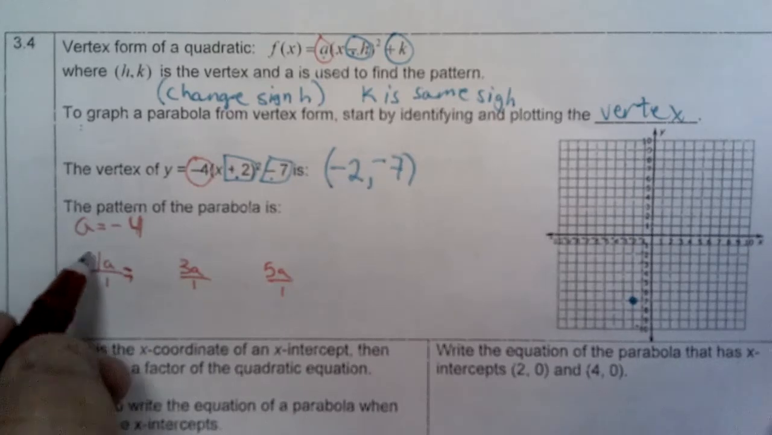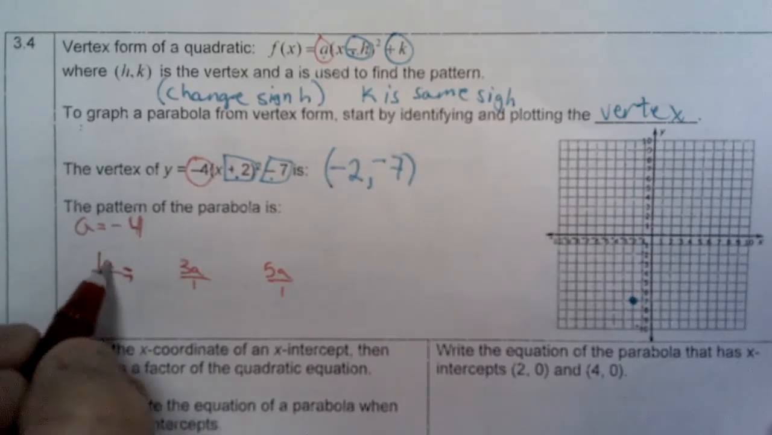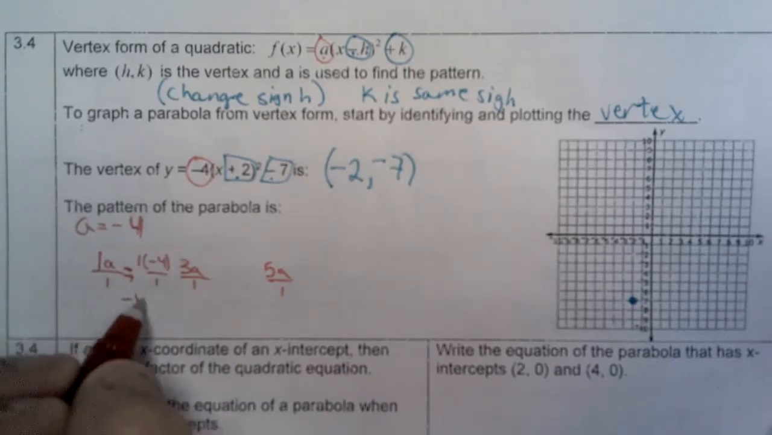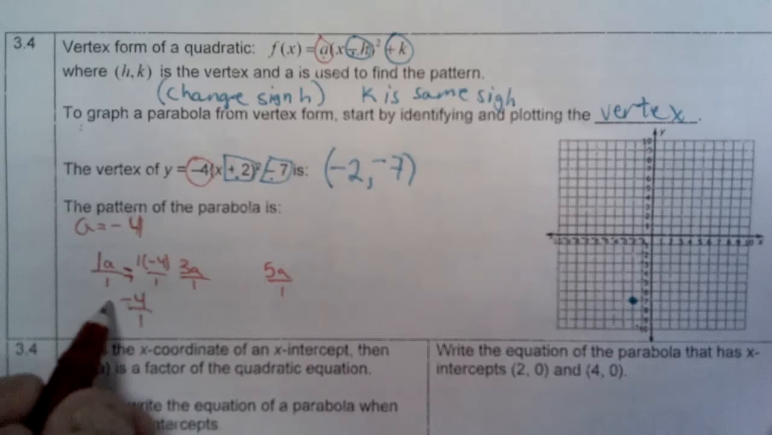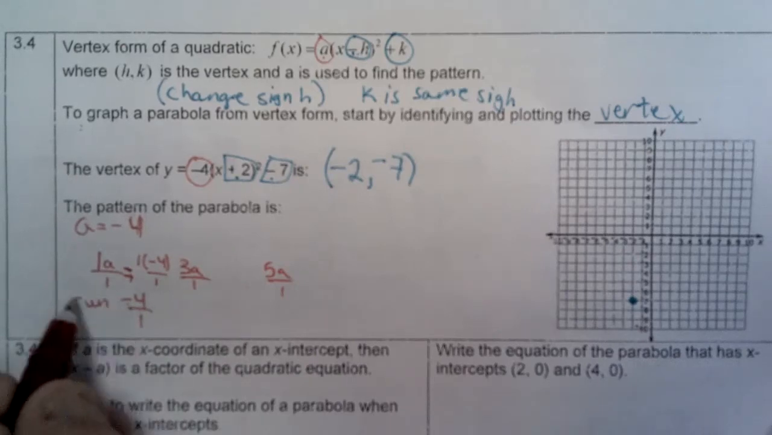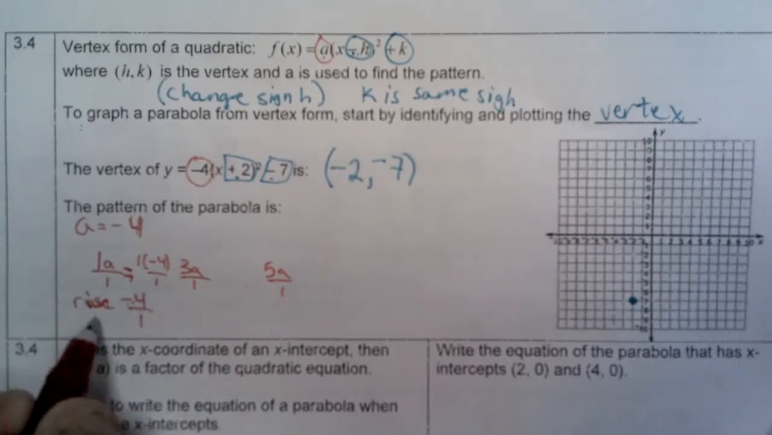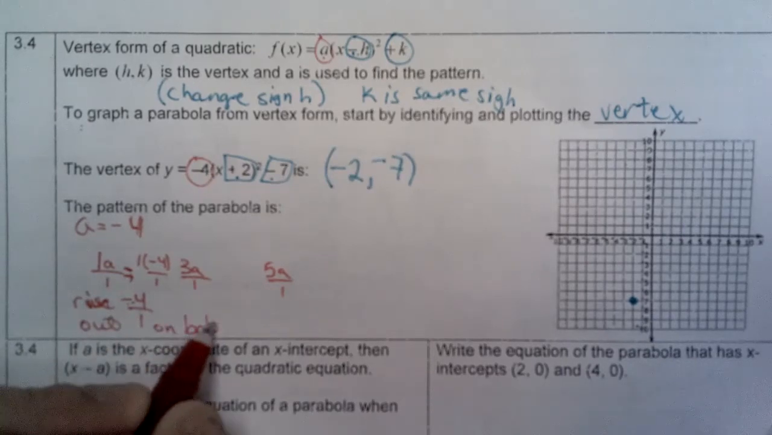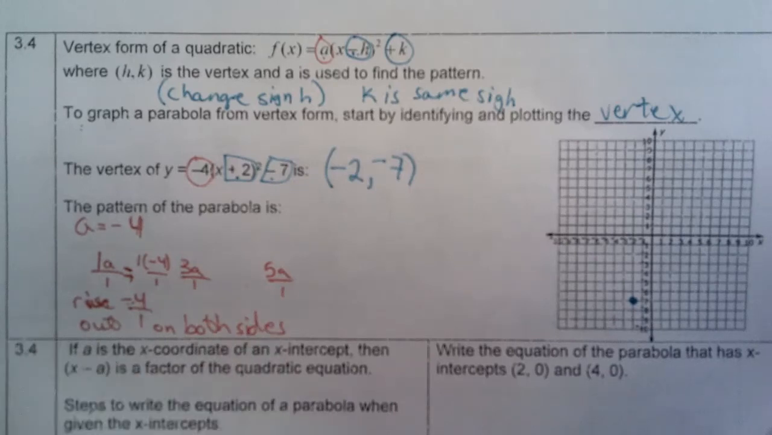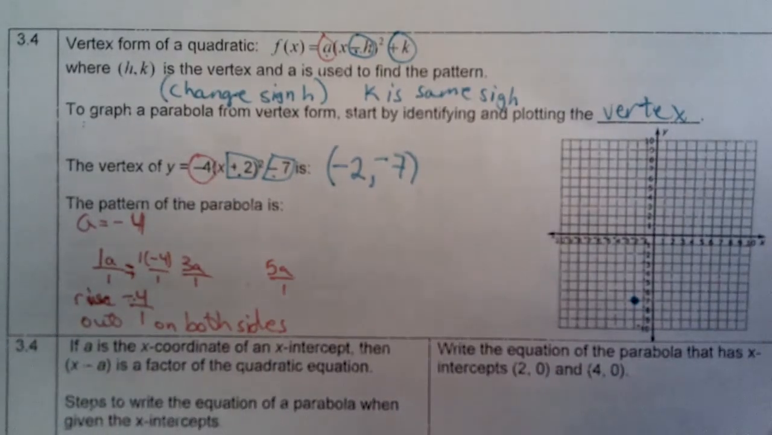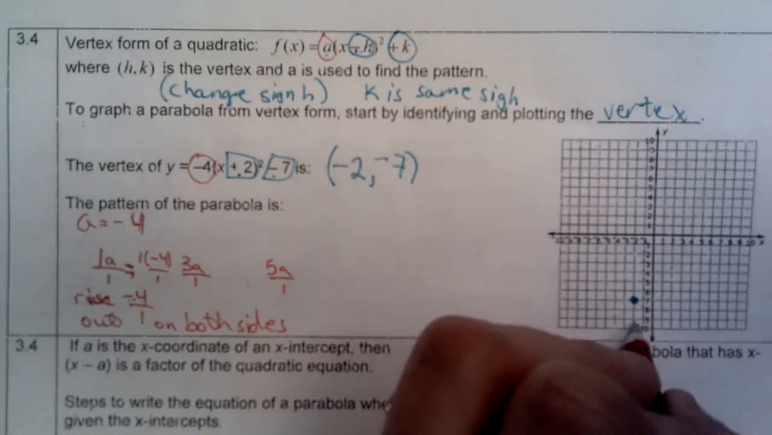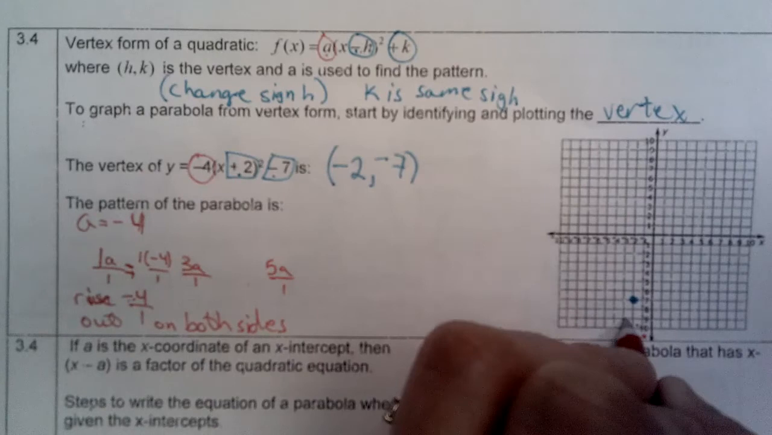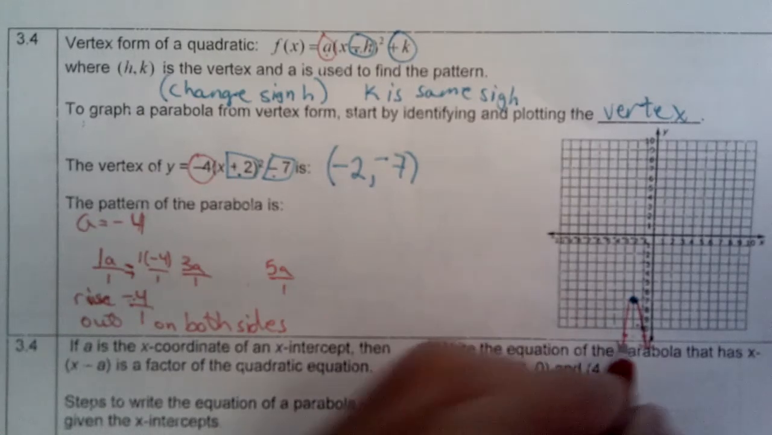Okay, so here I'm going to plug A in. So 1 times -4 over 1, and that gives me -4 over 1. So remember, my run is going to be, or my rise, sorry, is going to be -4, and my run is going to be out 1 on both sides. All right, so I'm going to go ahead and graph that. I'll just keep using red. So I'm going to go down 4, kind of runs out of room here, and out 1 on both sides. Okay, so my parabola would look something like that.